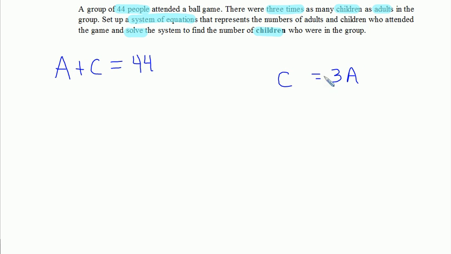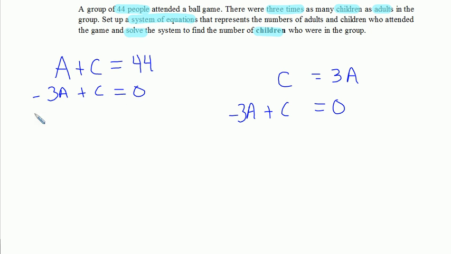So the reason I brought that over here is because I want to make sure I have an A column, a C column, and a constant column after the equal sign. So I need to rewrite this. I need to bring the A over. So I got -3A plus C is equal to 0.